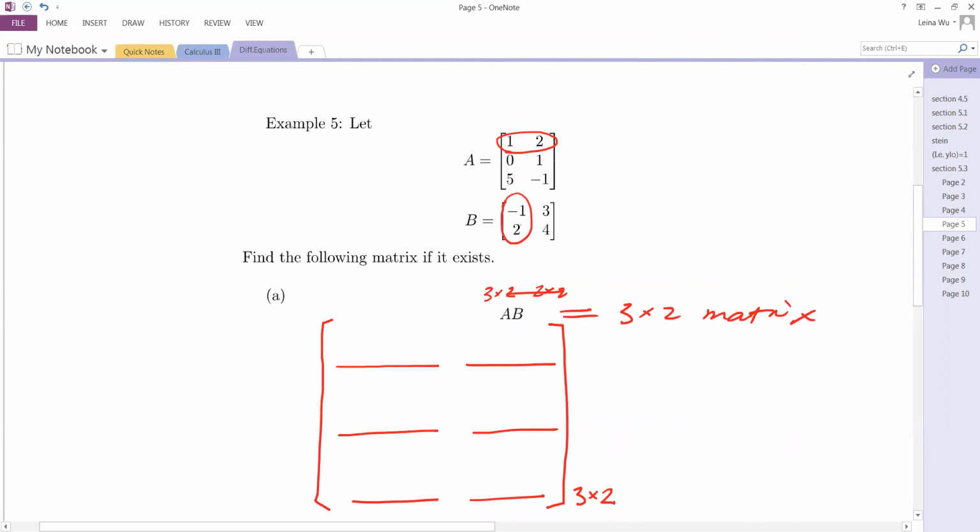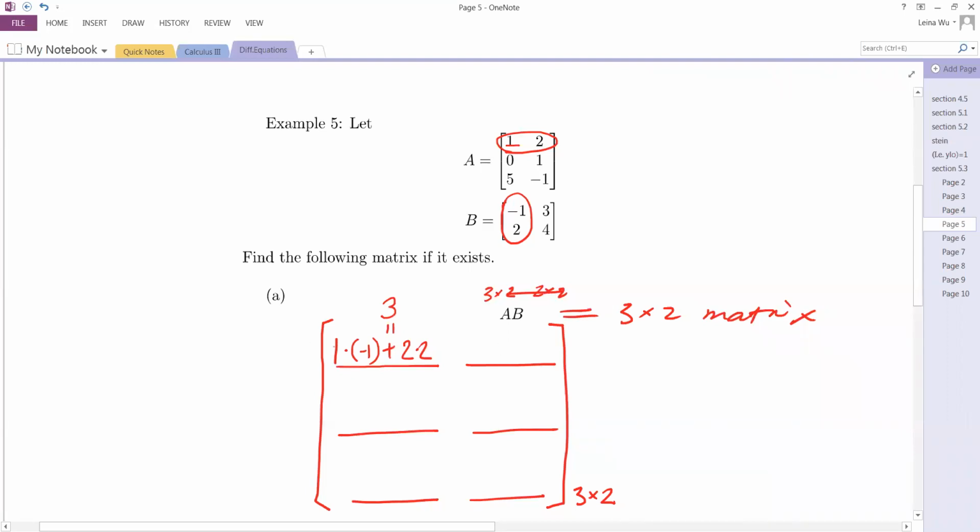And do the multiplication. You guys recall? Yep. We do pairwise multiplication. So 1 times negative 1 plus 2 times 2. Yes, so that turns out to be 3, right? Okay. Move on for the second entry.